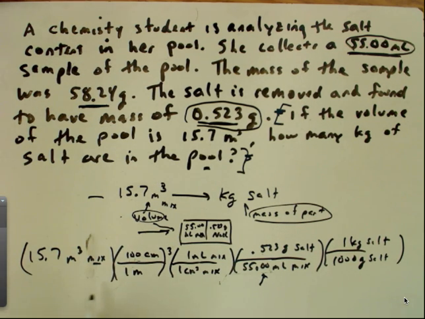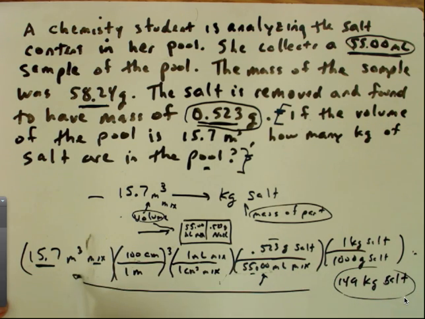Now let's think about sig figs. So that was a measurement, and both of these were measurements. And so that 3 sig figs seems like the least. So I'll write 149 kilograms of salt. Should be in the entire pool. As always, our answer has something to do with the starting thing. So this should be the salt in the entire pool given this ratio.